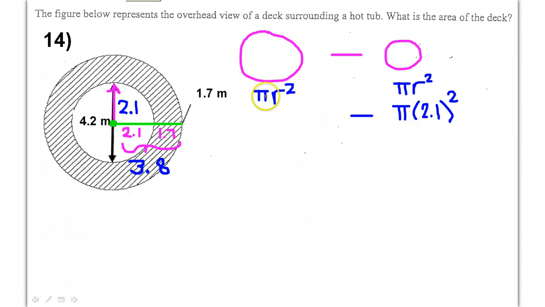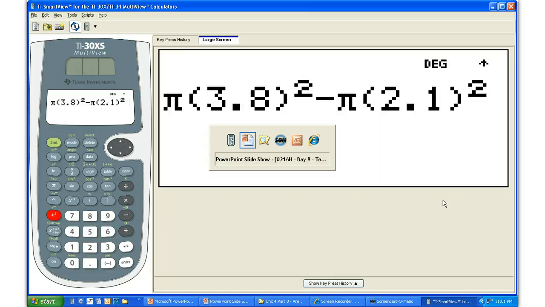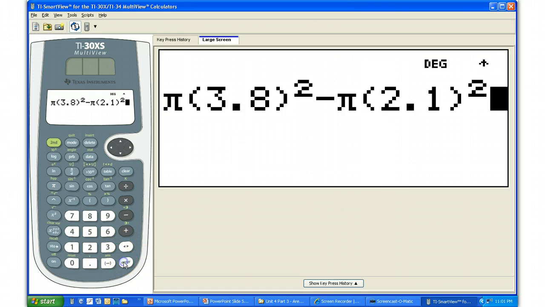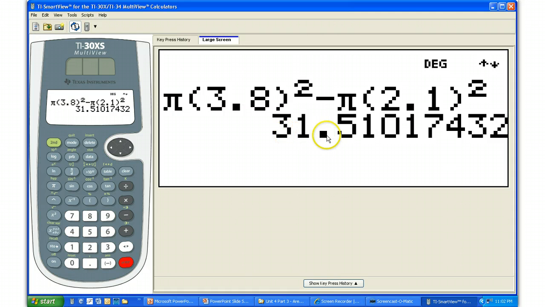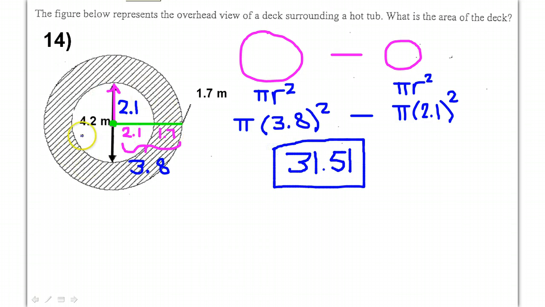So when I do pi r squared on the big circle, I need to be doing pi times 3.8 squared. There's no need for me to find decimals for these individual pieces. You can just go ahead and type the entire expression into your calculator, just like it is written on the paper, and go straight to the answer. So we're going to get 31.51. So that's it. That would be the shaded area, the area of the deck.